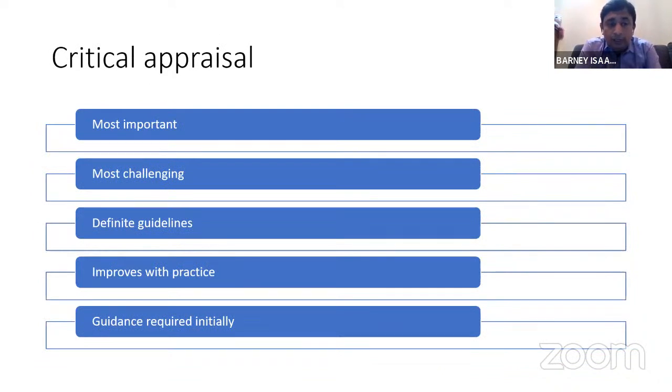Critical appraisal is the next step, which is the most important. It's probably the most challenging, but there are very definite guidelines that are available in today's world, which if we follow consistently and regularly, we will get better at it and we will not miss any particular points in the critical appraisal. And it is like anything, it improves with practice. Initially, a lot of guidance is required, but if we persevere, we can do it independently and effectively.